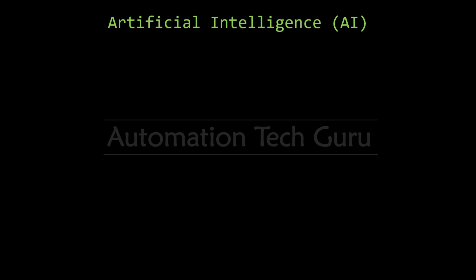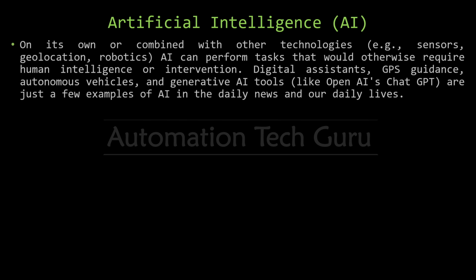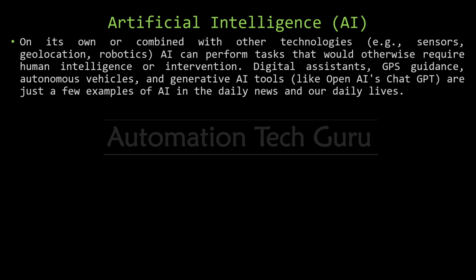Artificial intelligence. So, what is artificial intelligence, AI? Artificial intelligence, or AI, is a technology that enables computers and machines to simulate human intelligence and problem solving capabilities on its own or combined with other technologies like sensors, geolocation, or robotics. AI can perform tasks that would otherwise require human intelligence or intervention. Digital assistants, GPS guidance, autonomous vehicles, and generative AI tools like OpenAI's ChatGPT are just a few examples of AI in the daily news and daily lives.